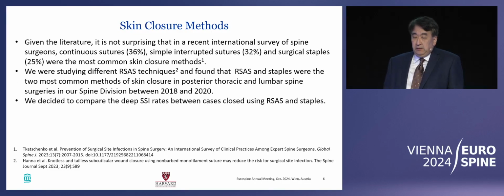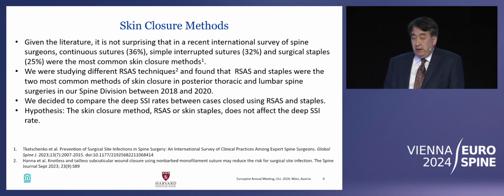While studying different wound closure techniques, we found that subcuticular sutures and staples were the two most common methods of skin closure in posterior, thoracic, and lumbar spine surgery in our spine division between 2018 and 2020. So we decided to compare the infection rates between cases closed using the subcuticular sutures and staples. And our hypothesis was that the skin closure method does not affect the deep surgical site infection rate.